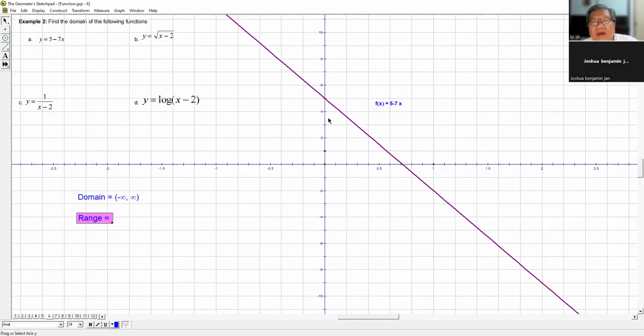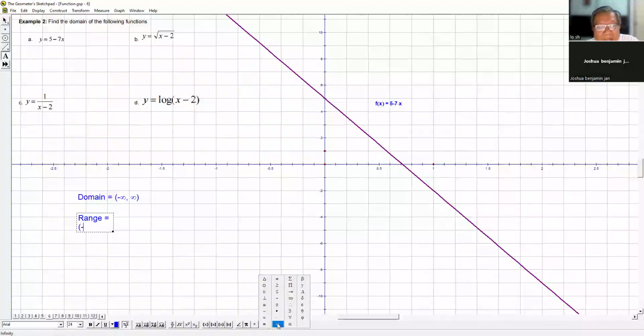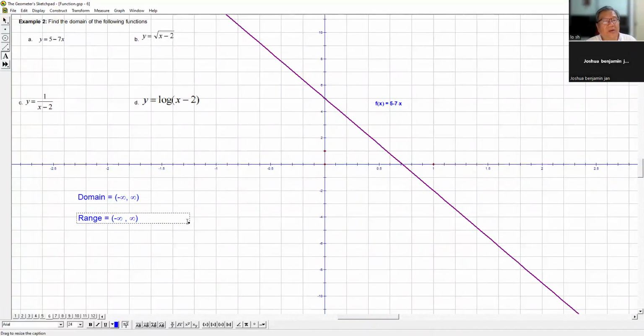The y values, negative until positive. So the range is also from negative infinity, comma, until positive infinity. Right? So this is the range and the domain.